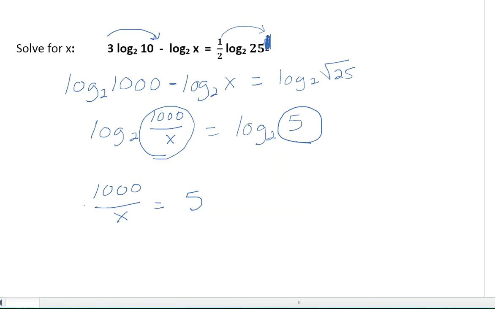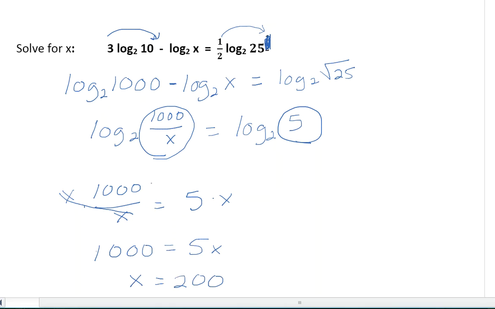Some people think of this as multiplying by x on both sides, which is fine because x divided by x gets it out of the denominator, and then I have 1,000 equals 5x, and I can divide both sides by 5 and get 200.